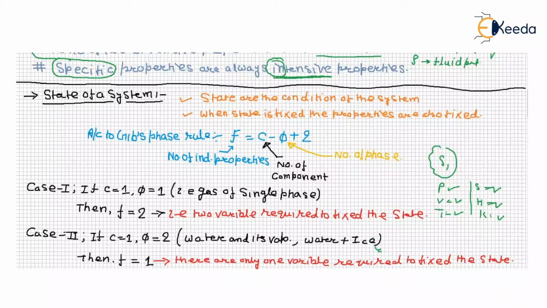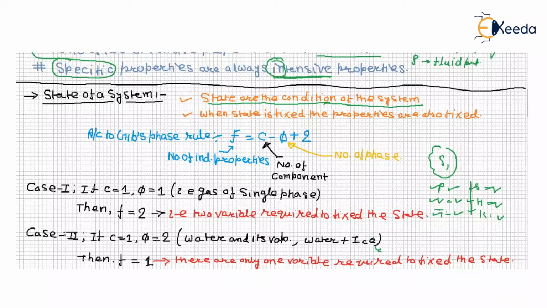That means the state of the system. What is the state? State is the condition of the system. State tells us what is the condition, in which condition the system is. That means a system property is defined by a state. This is the state of the system. That means the system is defined by the state of the system.